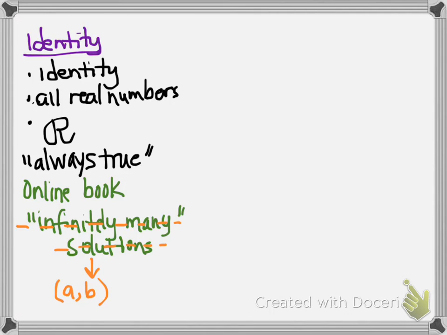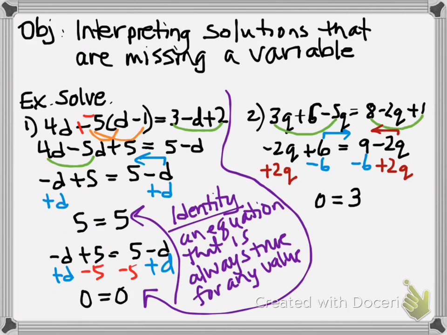What I do want you to write is either identity, all real numbers, or the R symbol for all real numbers. Those would be my three options that I will accept. Does that make sense? You guys good with that? Okay. We will use infinitely many solutions when we talk about a system of equations. Okay? All right, so let's go back to this guy.